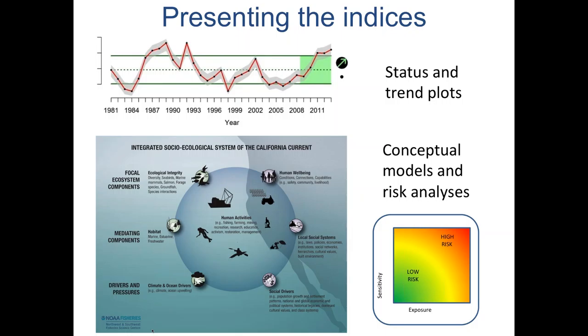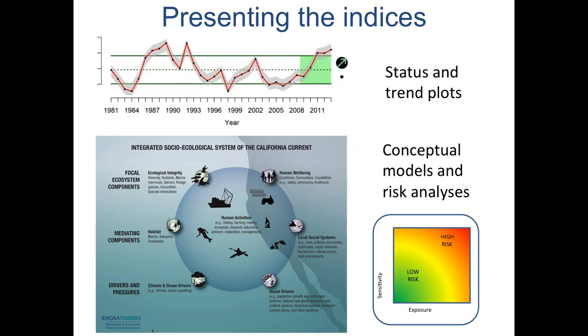So that's one way we present the data. We can show how things have changed over time. The next way is the conceptual models on the lower left, where we have these very complete, layered, and complex integrated conceptual models of the California Current system. Each element in the conceptual model relates to system attributes that are considered critical for management and are linked to these indicators that can represent a pressure on the attribute.